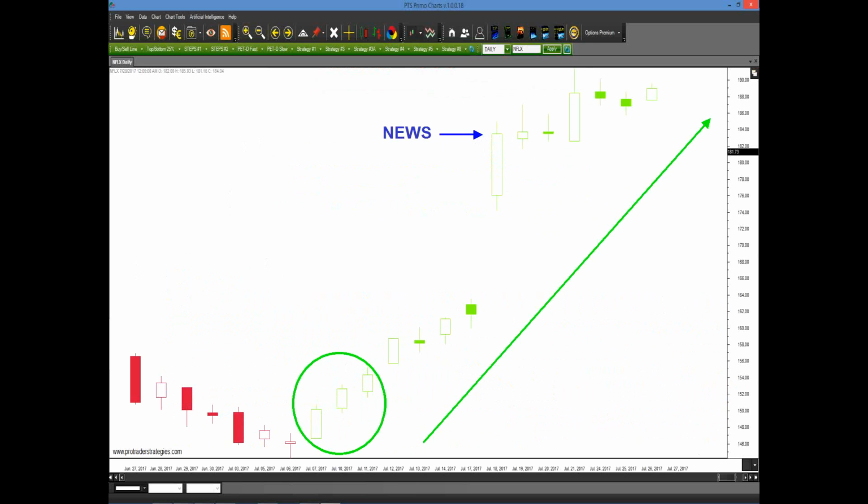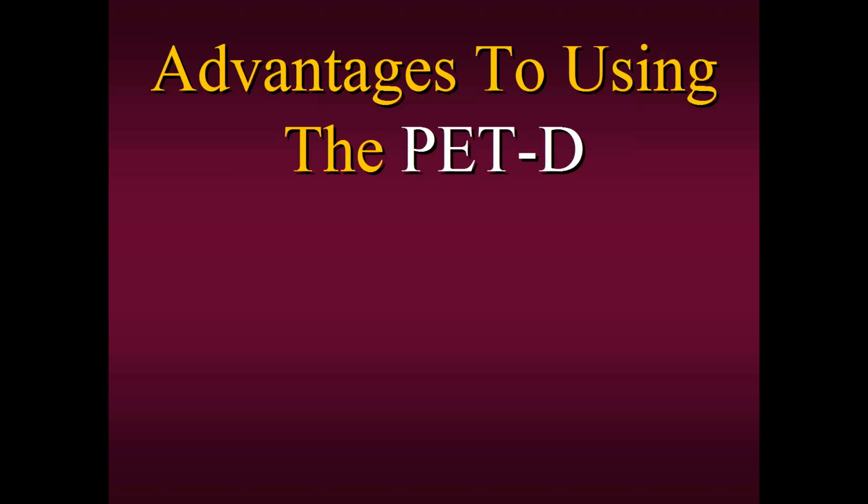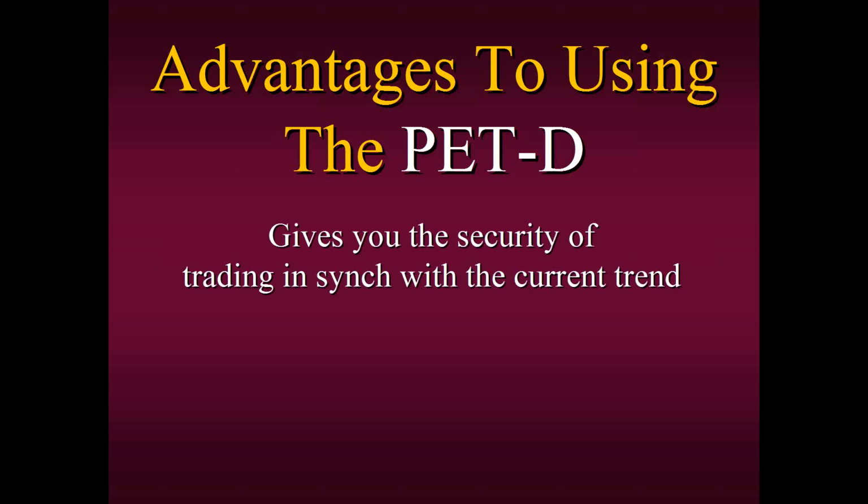Oftentimes, not guaranteed, but oftentimes you know in advance what the market is going to be doing prior to a news announcement, prior to something happening, okay? All right, so we've seen there are many advantages to using the PET-D, and obviously one of the first advantages is it gives you the security of trading in sync with the current trend. Obviously, we know now, well before a lot of instances, what the trend is going to be. So we can use it that way, but the thing is, it's still only telling us the trend.